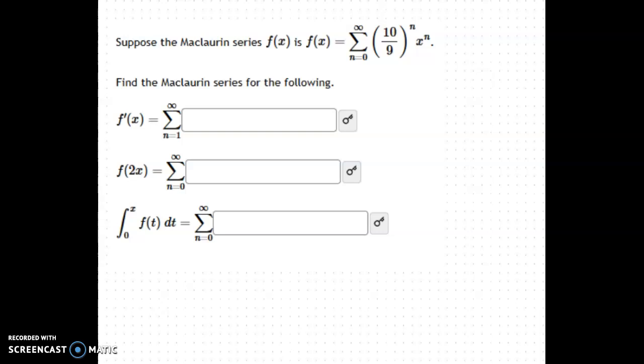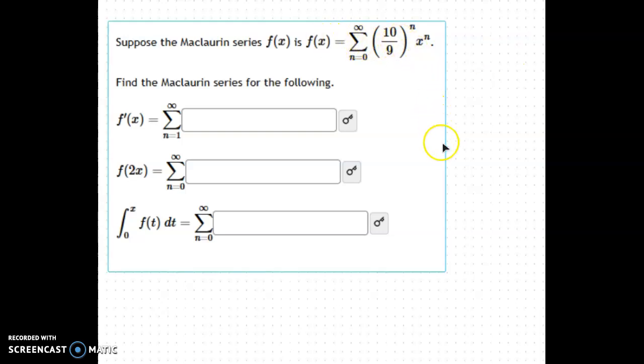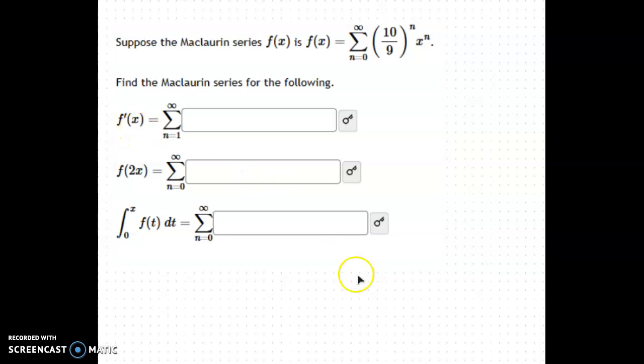This problem comes from My Open Math. It is from exercises 6.3, question number 1. It says to suppose the Maclaurin series f of x is as given, and then it says to find the first derivative.